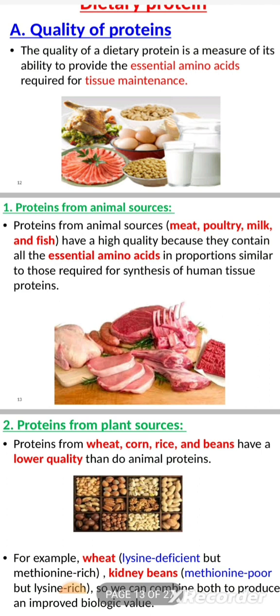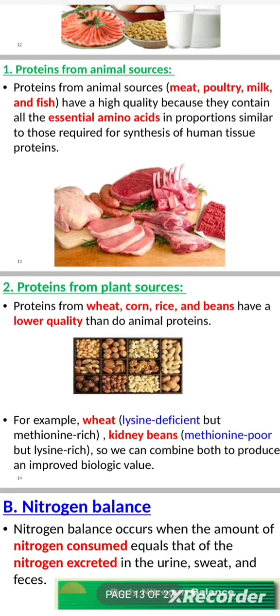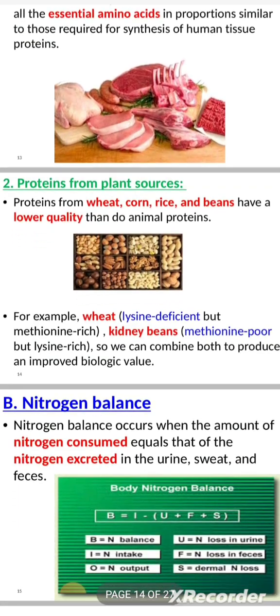Because we know what we need. We need protein mainly for building, not for energy, but for building and tissue replacement. For example, it is very important in growth. Protein is very important for the immune system. Protein is very important in those cases. Protein from plant sources like wheat, corn, rice, and beans has lower quality than animal protein.